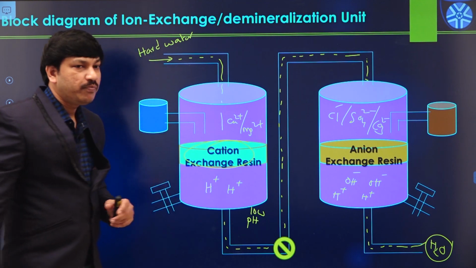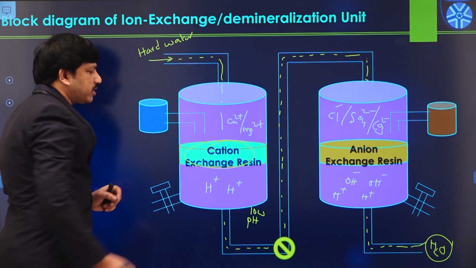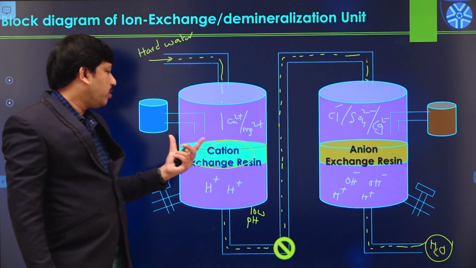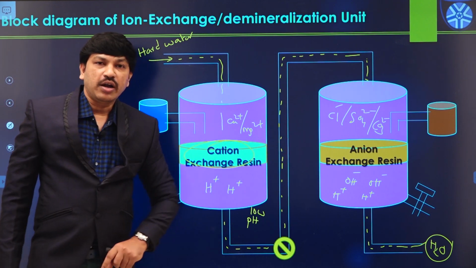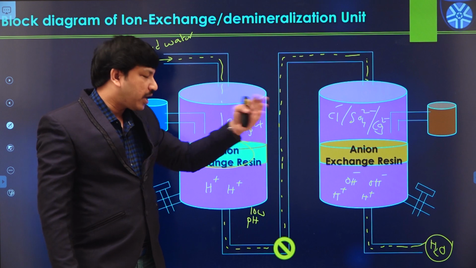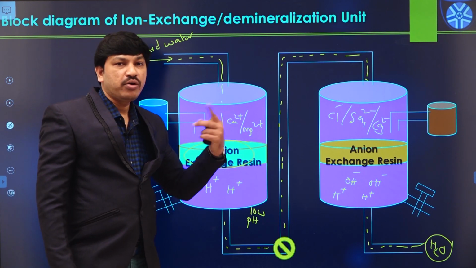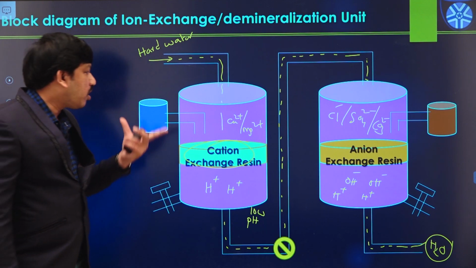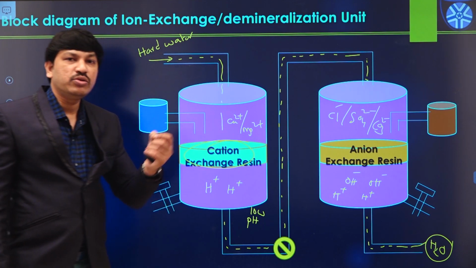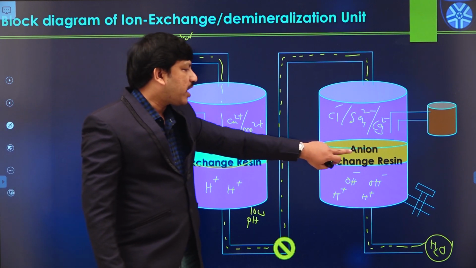But we have another problem. If you do this process for a certain period of time, both the cation exchange resin and the anion exchange resin reach the exhaust stage. Once they reach the exhaust stage, we have to do the regeneration process. So how do we regenerate the cation exchange resin? By using dilute HCl. How do we regenerate the anion exchange resin?